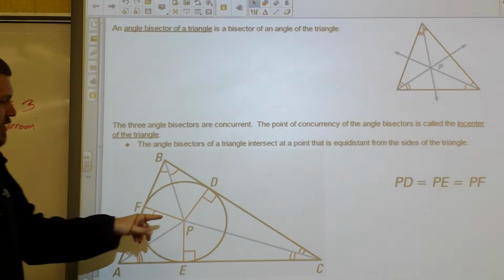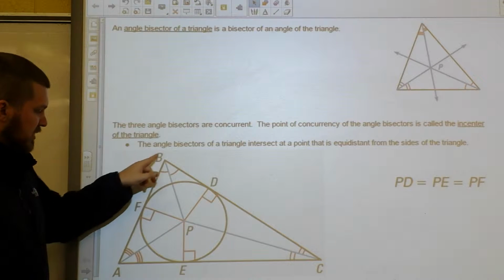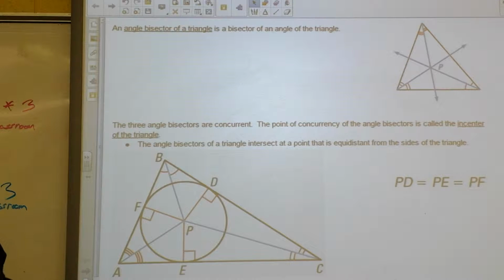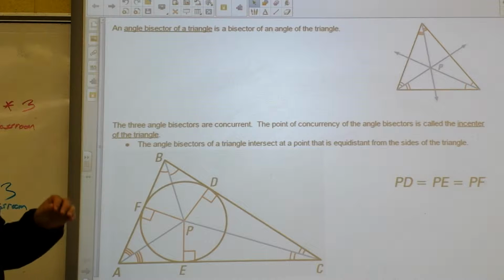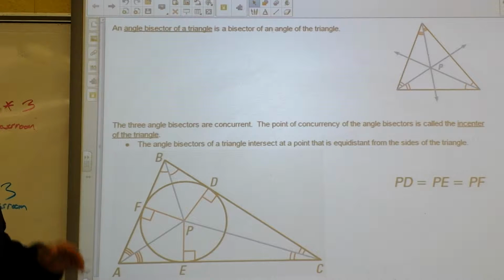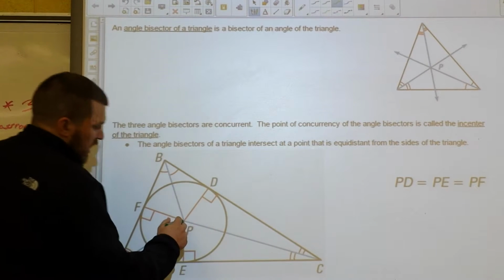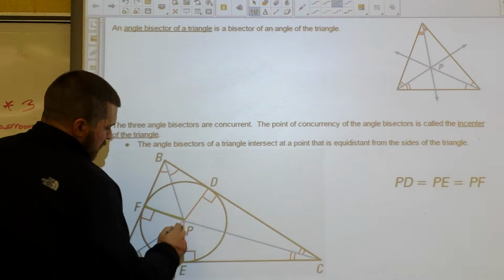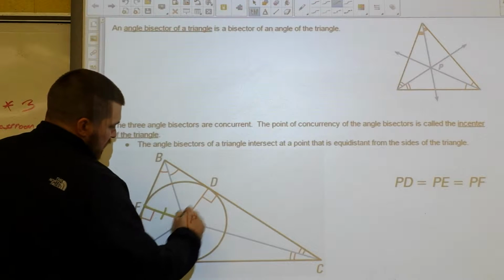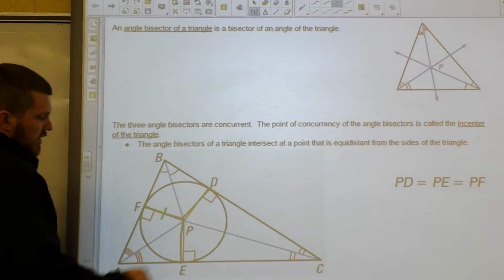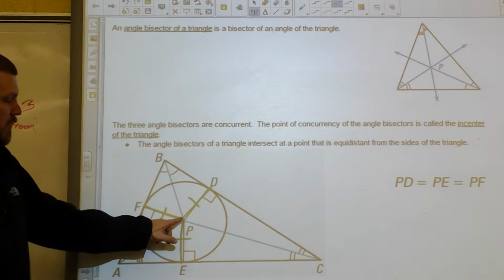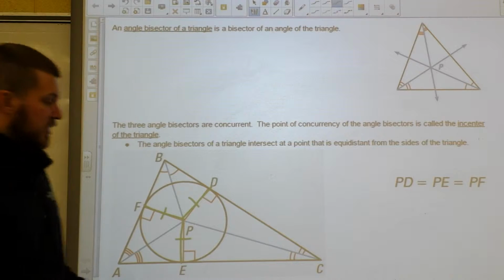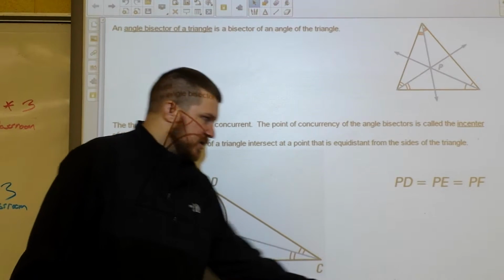So when I say the word incenter, we're talking about angle bisectors, which are these blue lines in this picture. And what we know about the angle bisectors of the triangle is that they intersect at a point that is equidistant from the sides of the triangle. So this point P is the same distance from each side of the triangle since it's the incenter. So PF is congruent to PD, is congruent to PE. Point P is the exact same distance from each side of the triangle because it's an incenter. Again, incenter means angle bisector.